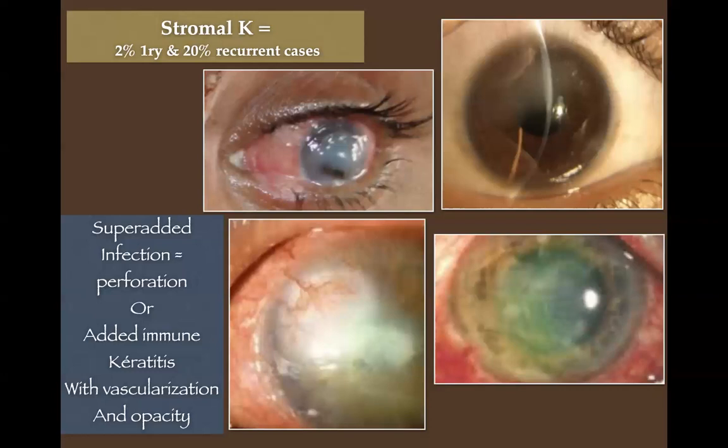After a time of treatment, the stromal keratitis may have a superadded infection, which could be bacterial or fungal, according to the circumstances and situation. So it increases the incidence of corneal perforation in such a disease, or there may be an added autoimmune keratitis or immune reaction with vascularization and opacity, as shown in the lower photos.